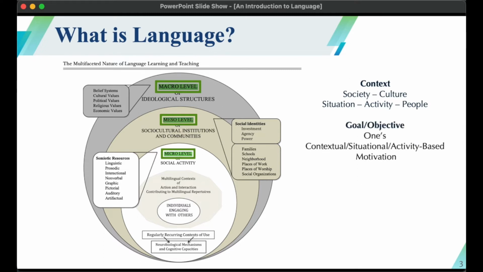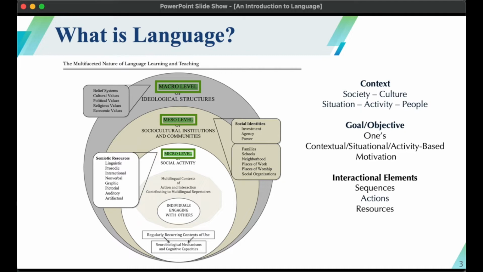Second, one's goal or objective. Within a context, situation, activity, everything is guided by some sort of goal or objective. We can think of this as one's contextual, situational, activity-based motivation. It may be at the front of one's mind, or more subconscious, and range from getting some sort of information to simply building rapport with someone. With this goal or objective in mind, everything else acts as a means to support it.